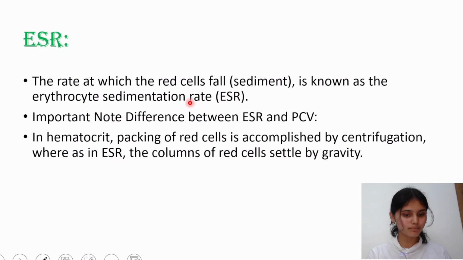The important note is the difference between ESR and PCV. What is the difference? Both of them are settling down to the bottom. Both of them are sedimenting. Well, in hematocrit, that is PCV, packing of red cells is accomplished by centrifugation. Whereas in ESR, the columns of red cells settle by gravity. If you take a test tube and leave it without centrifugation, the erythrocytes will not settle for PCV. But in ESR, due to gravity, the red blood cells will automatically settle down. So that is the difference between ESR and PCV.